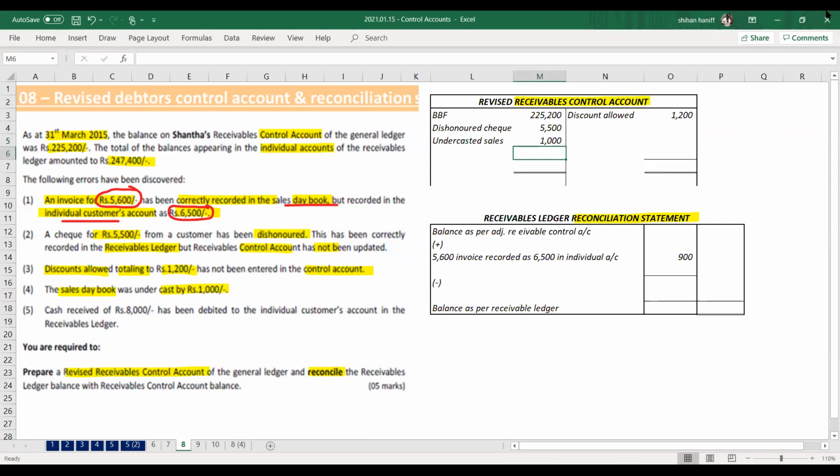We have to increase the debtors balance. Discount allowed not recorded means we have to record it, correcting the discount allowed. Discount allowed is credited to the debtors account. Double entry: discount allowed debit, debtors account credit. That's why we have credited.